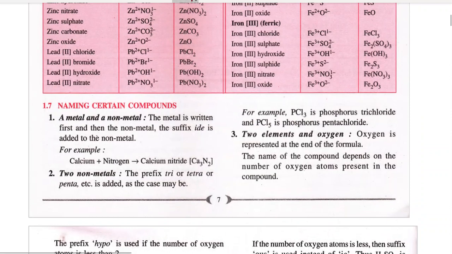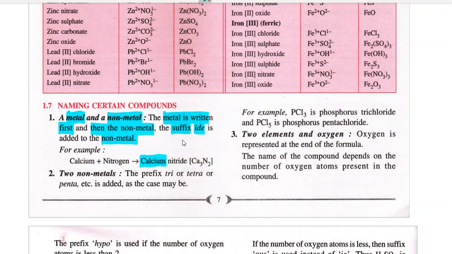Okay, so what are the rules in naming certain compounds? Please pay attention here. When you are naming a compound containing a metal and a non-metal, there is one rule to be followed. The metal is written first and then the non-metal. And the suffix IDE is added to the non-metal. Always remember, write the metal first. So calcium plus nitrogen: write the metal first, calcium. And then nitrogen is not written as it is; at the end of nitrogen we have to add a suffix.